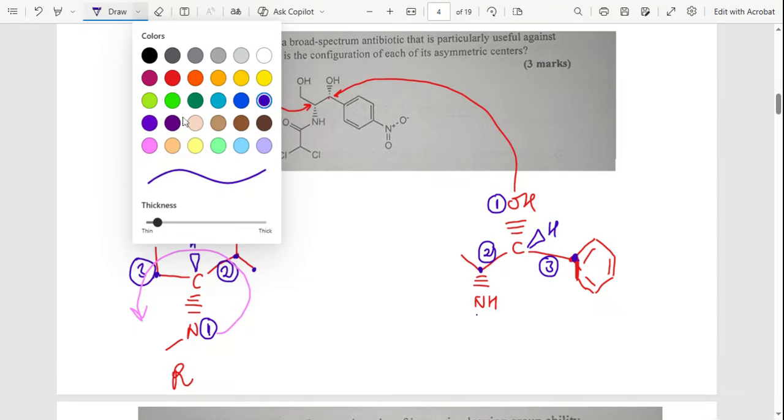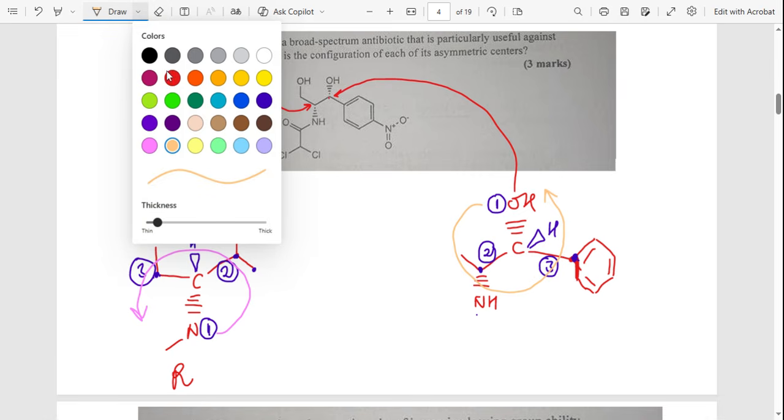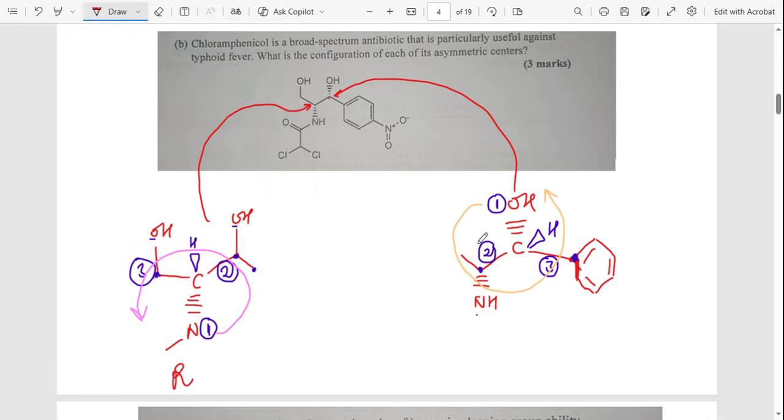And then again count from 1 to 2 to 3, supposed to go like that. But of course, the fourth group is in the front instead of at the back. So it's supposed to be S configuration. So swap the configuration. This is also going to be R. So both carbons have got R configurations. Hope that's okay. So this is supposed to be S, but swap.